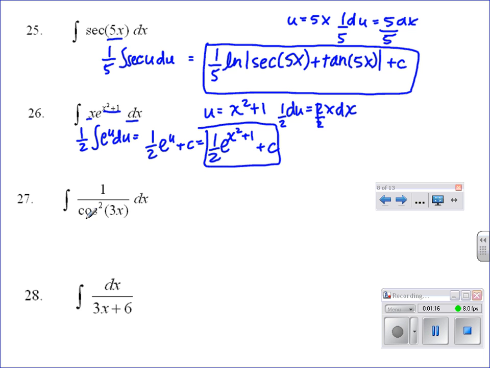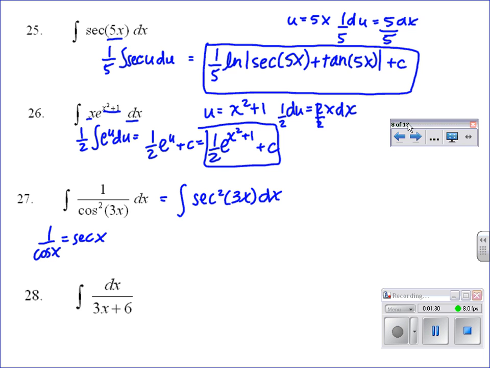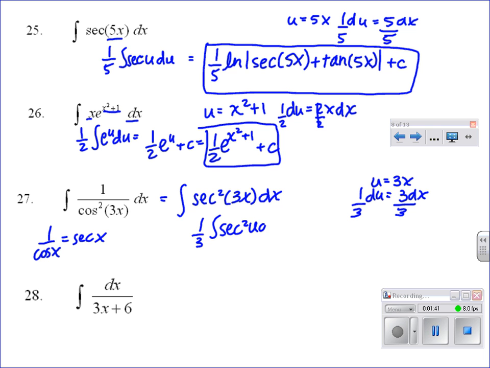Alright, big idea. The reciprocal of 1 over cosine is secant. So 1 over cosine squared would be secant squared 3x dx. Your u is 3x, your du would be 3 dx, divided by 3. So this is 1/3 secant squared u du. You should recognize, what is the antiderivative of secant squared? It is tangent. So tangent of u plus c. So that's 1/3 tangent 3x plus c.